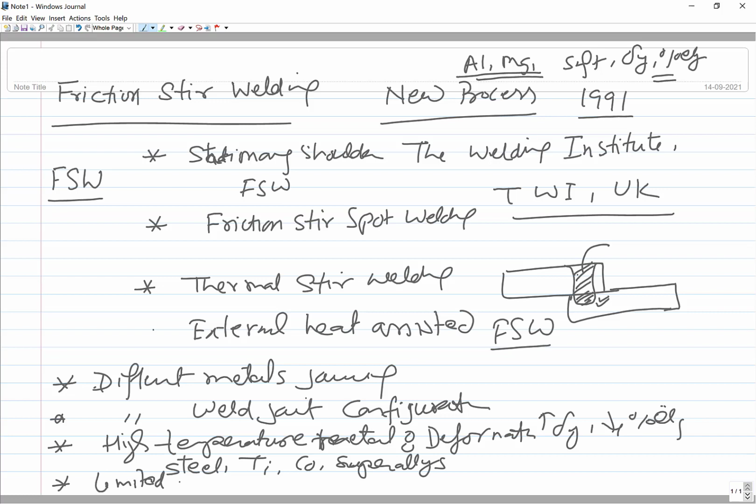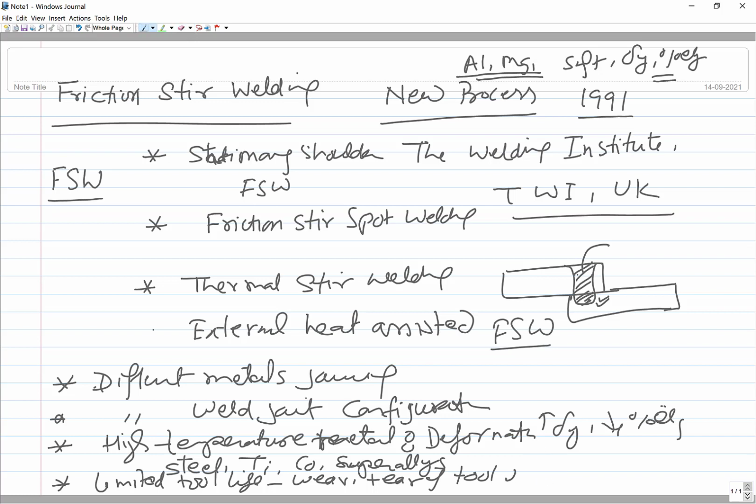limited tool life, since you are deforming the metal at comparatively low temperature, which might not have softened sufficiently, or the metal when it is softened may interact with the tool metal itself. So the tool itself is a problem in your friction stir welding.